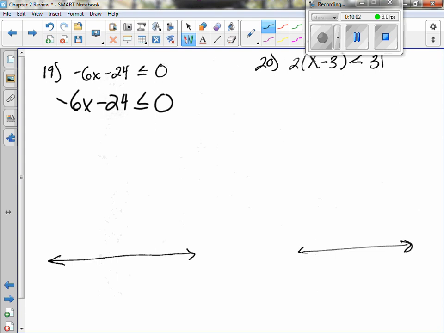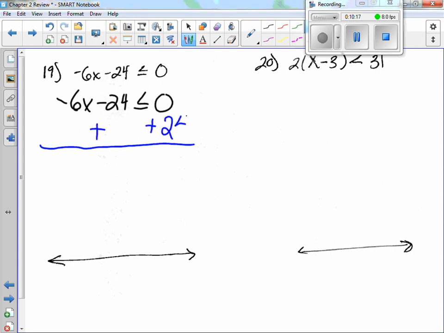So the first thing we need to do is we need to get the variable by itself. And I want to do addition and subtraction first. So looking at this here, I have negative 6x minus 24. Well, I want to move the minus 24 first. And I can do that by adding 24 to both sides, because the opposite of subtraction is addition. So negative 24 plus 24, these two here would cancel and become 0, which leaves me with negative 6x. Well, 0 plus 24 is 24.